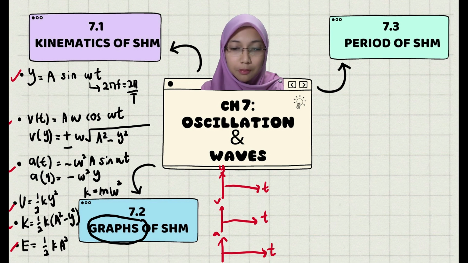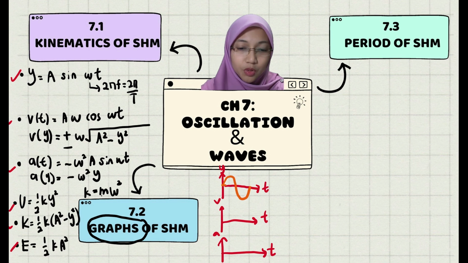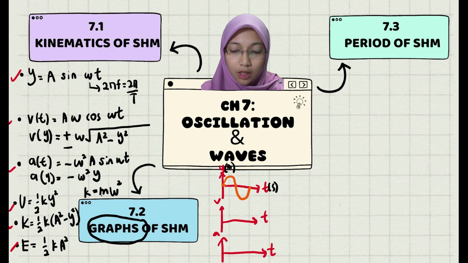For example, the graph of displacement is A sine omega t, so it is a normal sine graph. The form of the sine graph is like this. When you are plotting the graph, the most important part is that you label your axes with units, and you also have to label the amplitude and the period. Those are the most important parts needed when you plot a graph.